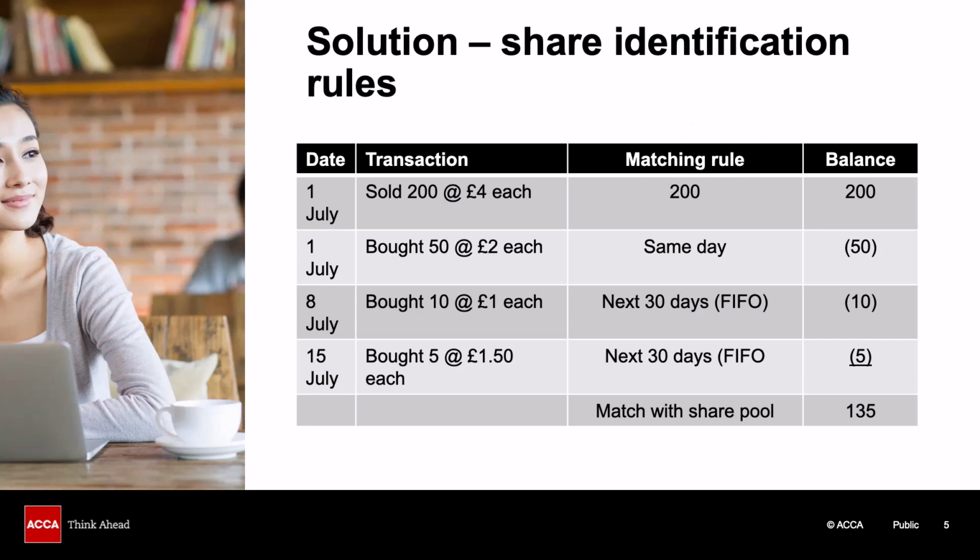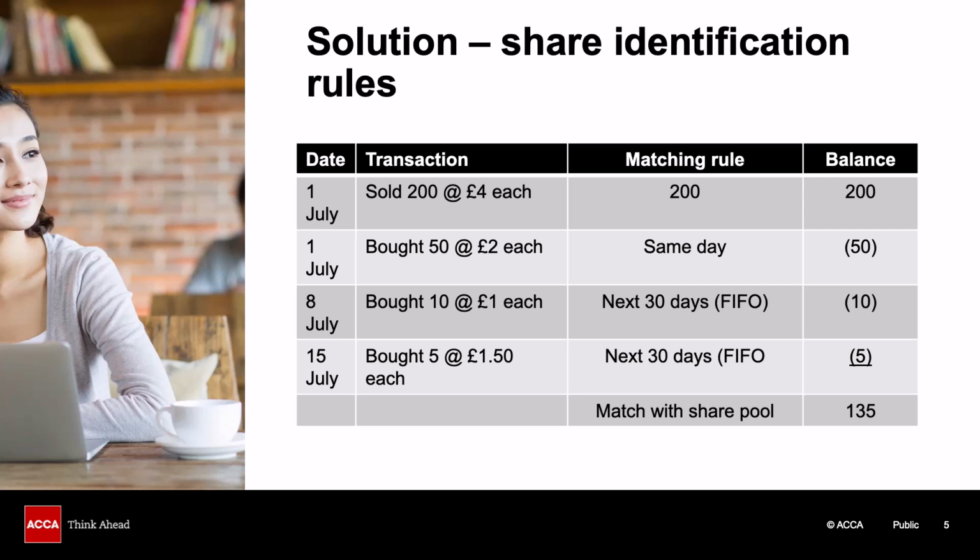So we are trying to match up the 200 shares that we have sold on the 1st of July with other shares that we have purchased so that we can get a cost figure for the 200 shares that we've sold. The identification rules state that we have to, first of all, check on the same day, have we bought any shares in the same company? Yes, we have. We bought 50 shares at a cost of £2 each on the 1st of July in the same company. So we'll say that 50 of the 200 shares we sold on the 1st of July are these 50 that we bought on the 1st of July.